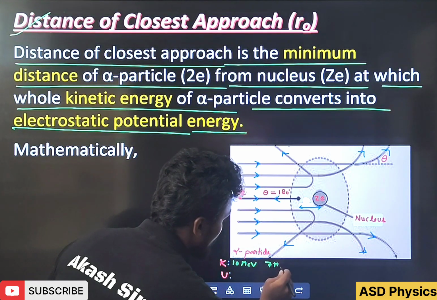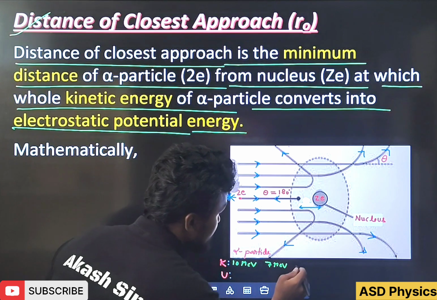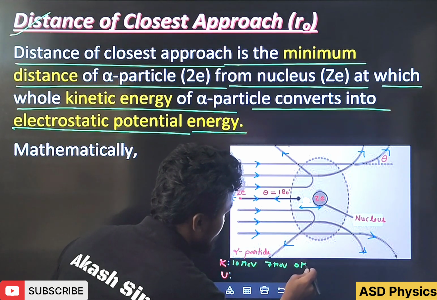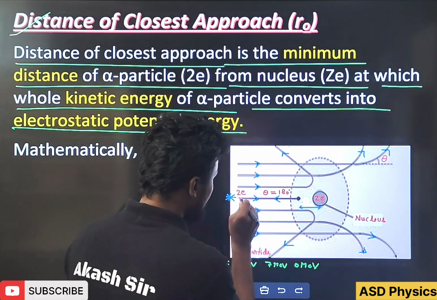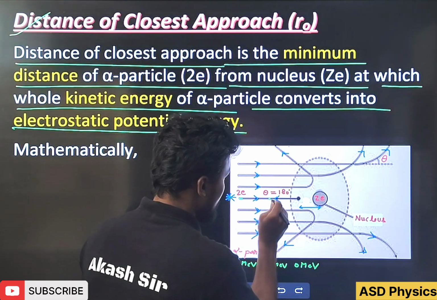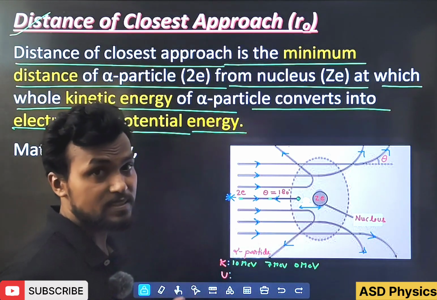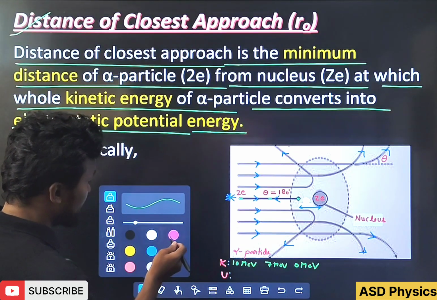Let's take 7 mega electron volt, and when it has reached here, let's take my energy as 0 mega electron volt here. So you can see very well the kinetic energy is decreasing here, and here like this. Now what will happen to the electrostatic potential energy?